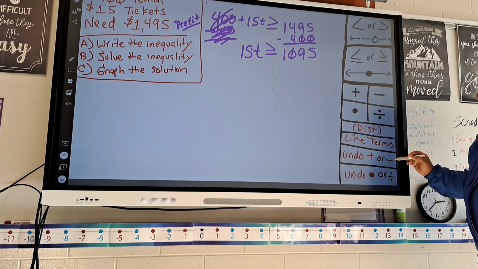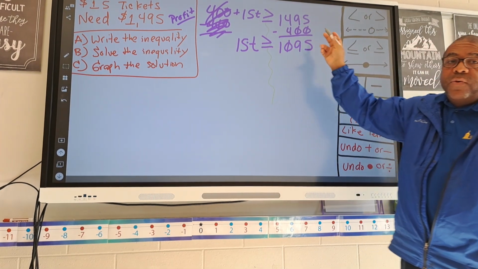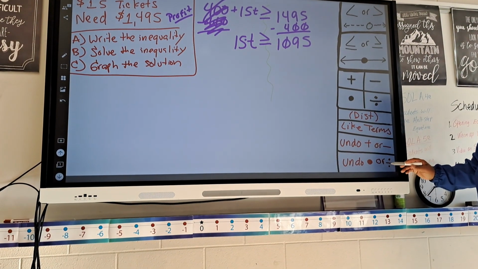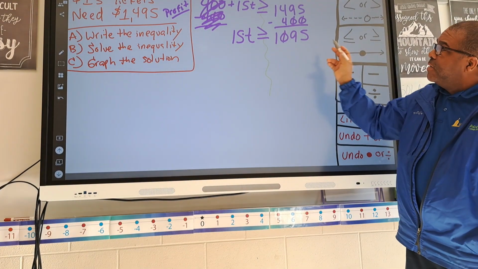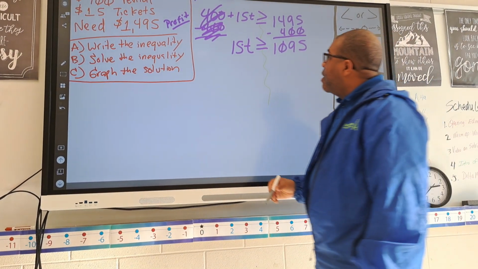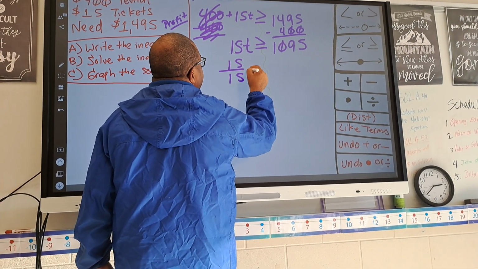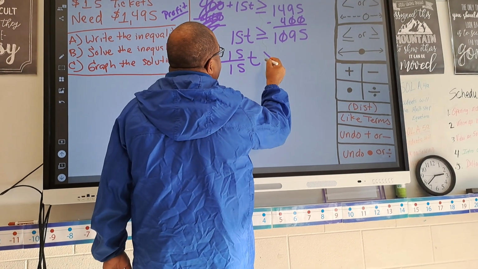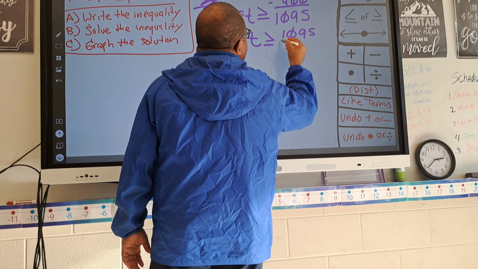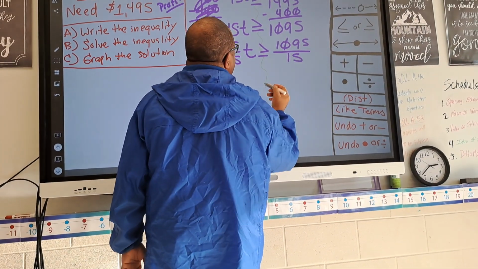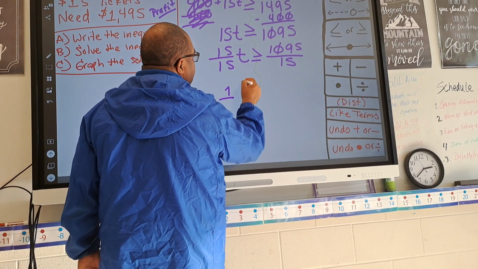So now we're down at undo addition or subtraction, and we just did that by subtracting the 400 on both sides. So now we have to undo with multiplication or division. The opposite of multiplication is division, so we're going to go with division. Okay, so we're going to divide by 15 on both sides so we can get T by itself. So 1,095 divided by 15. 15 divided by 15 is going to be 1T.